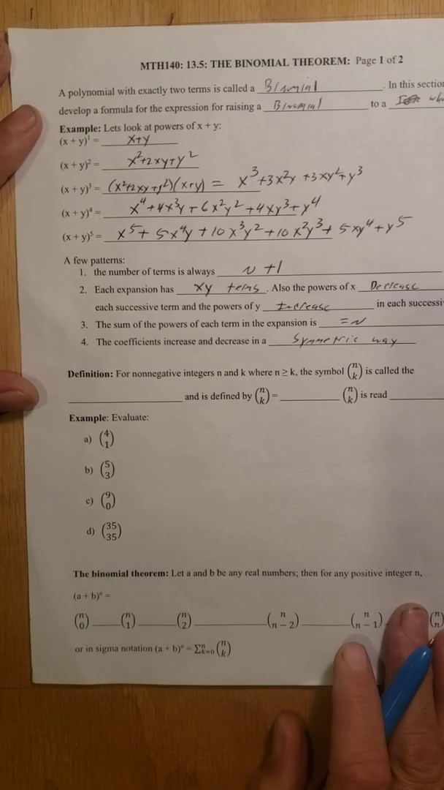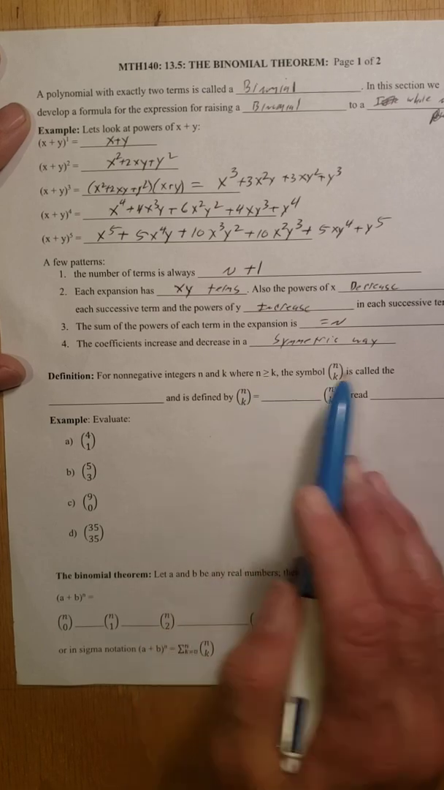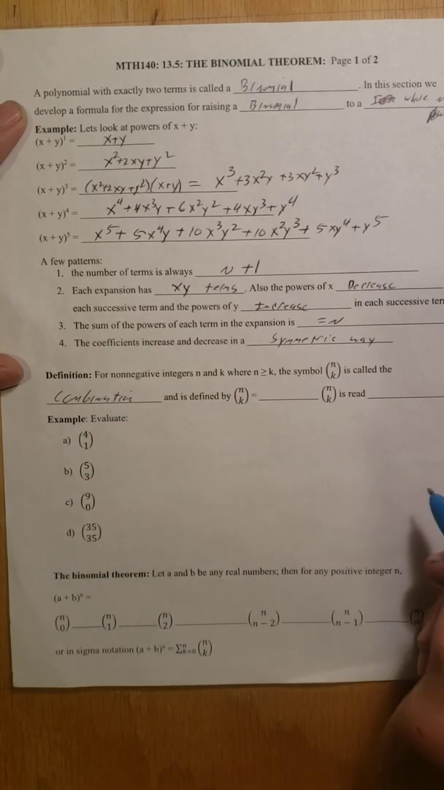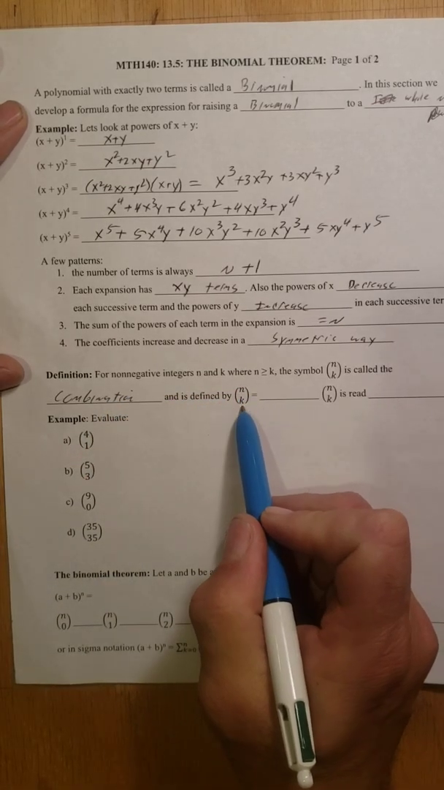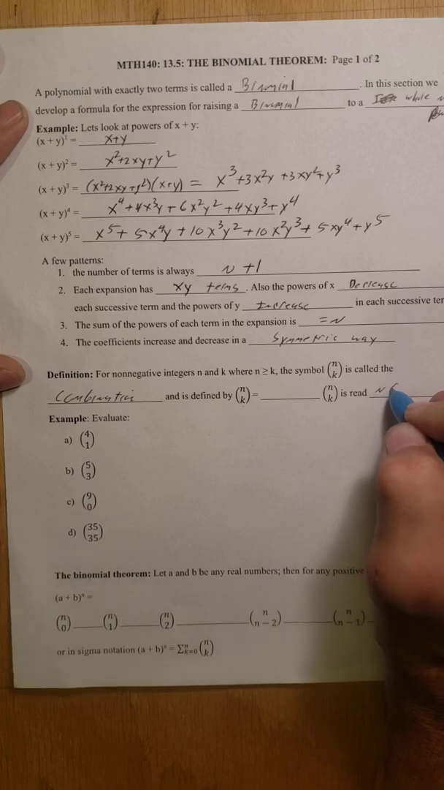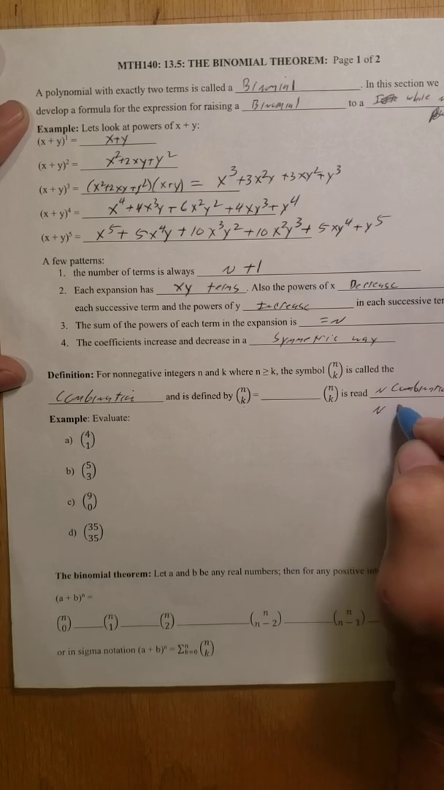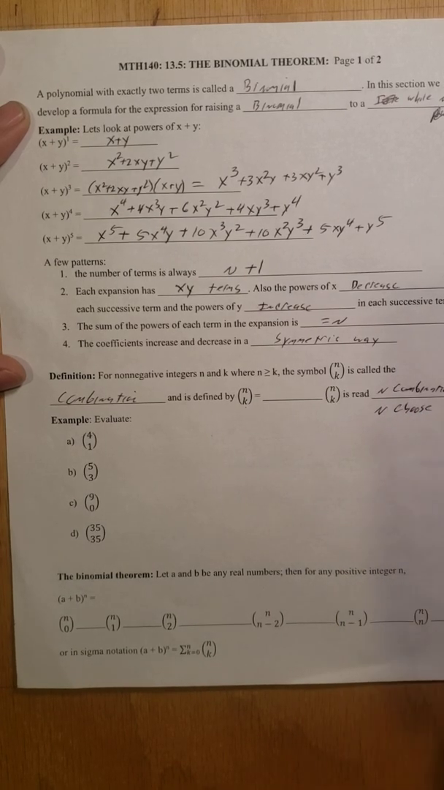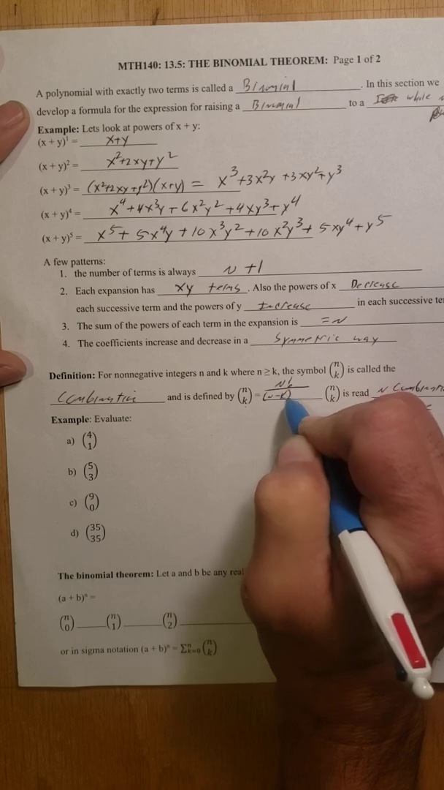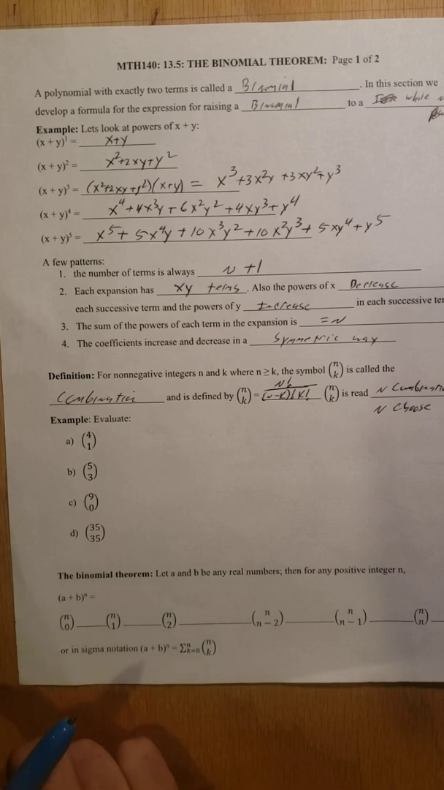Right? All right, so for non-negative integers n and k, where n is greater than k, the symbol n of k is called the combination and is defined as this. Now, I don't want to say n over k, but this would be n combination k, or n choose k. The definition of this is n factorial over n minus k factorial times k factorial. Not that you're going to need it, because we're going to do everything on our calculator.